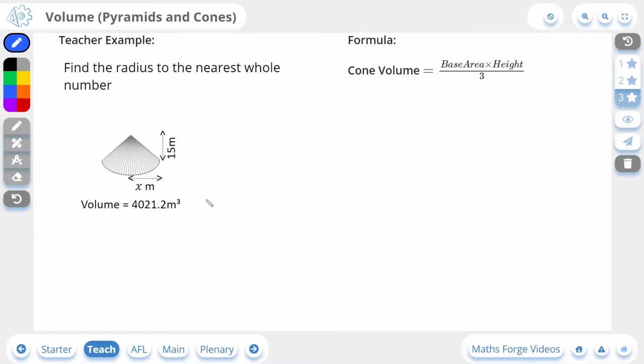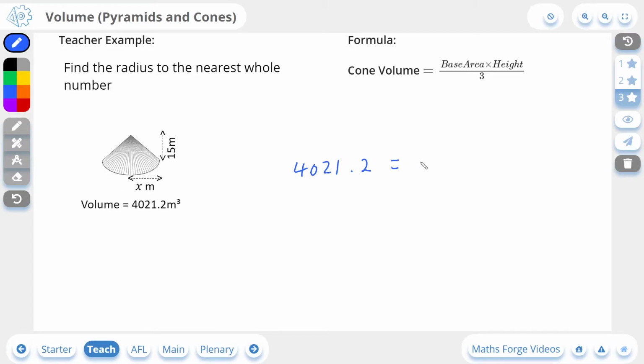Now let's do a 3-star example. Here they're asking us to find the radius to the nearest whole number. They've given us a height of 15, they've labeled the radius as an x, and they've given us the volume of this cone, which is 4021.2 meters cubed. So let's use the formula for the volume of a cone and replace the cone volume with the actual value they've given us, which is 4021.2.